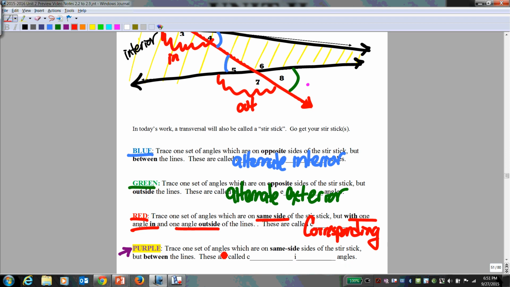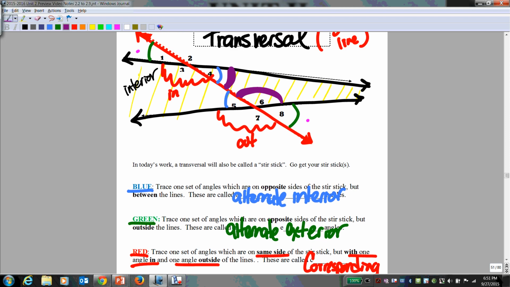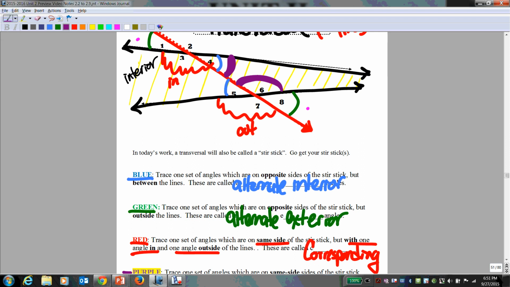Ready? Now we're going to trace one set of angles which are also on the same side of the stir stick, but both between the lines. Both between the lines. You can use purple or a highlighter here. I'm using purple. So both between the lines and same side. See that? Between the lines on the same side. That'd be 4 and 6. Would be a pair of those.